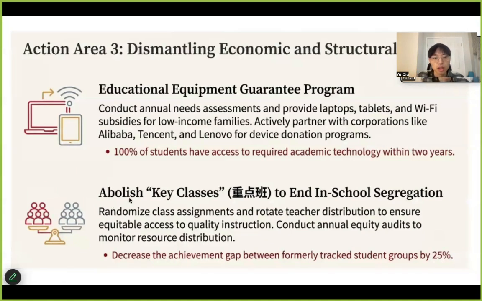Another strategy is to abolish key classes to end in-class segregation. For example, we can randomize class assignment and rotate teacher distribution to ensure equitable access to quality education and conduct annual equity audits to monitor resource distribution. And this will help decrease the achievement gap between formerly tracked student groups by 25%.